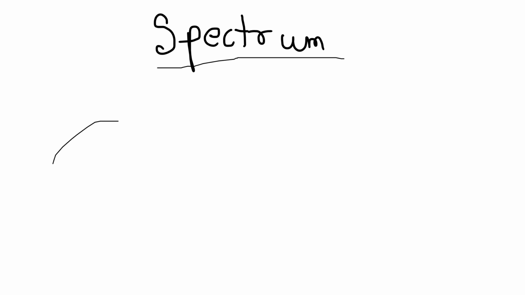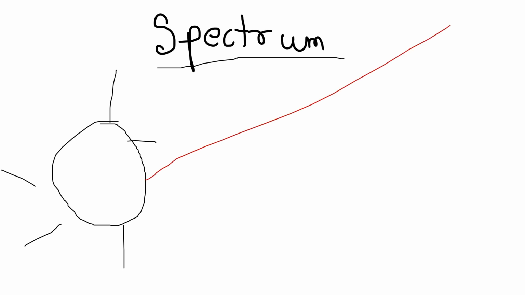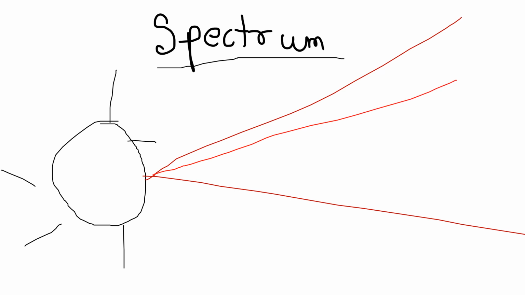Just suppose that this is the sun and this sun produces a range of the waves. Just suppose that this is the range of the waves. Now in these waves there is a specific part that is visible to us. The rest is not visible. The part that is visible to us, we call the visible spectrum.